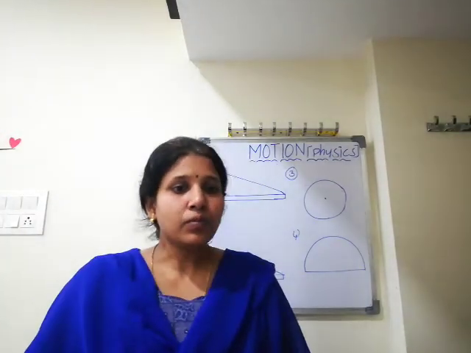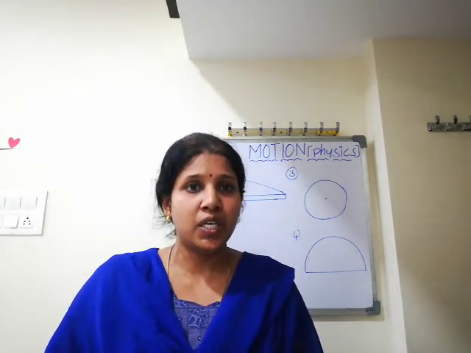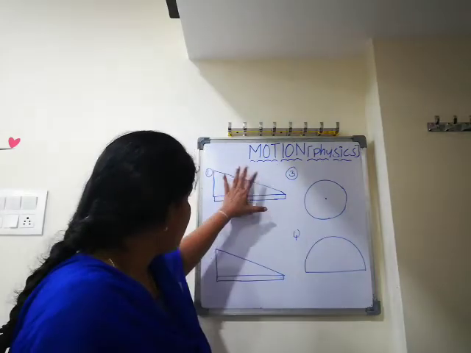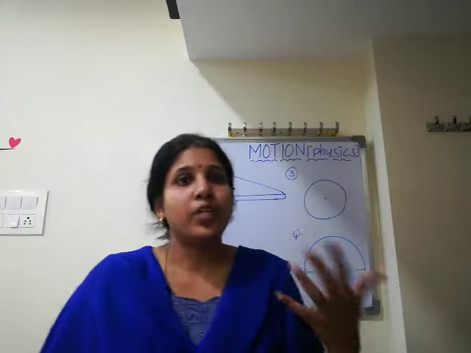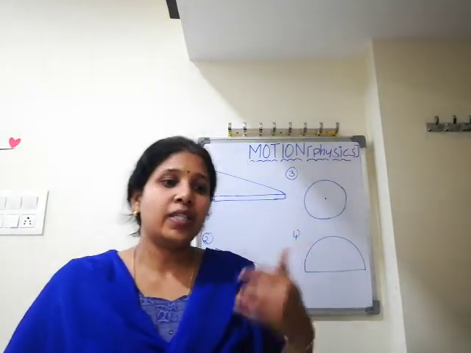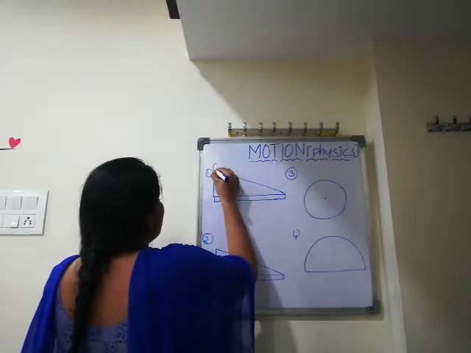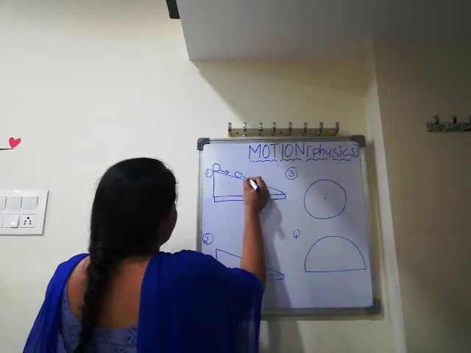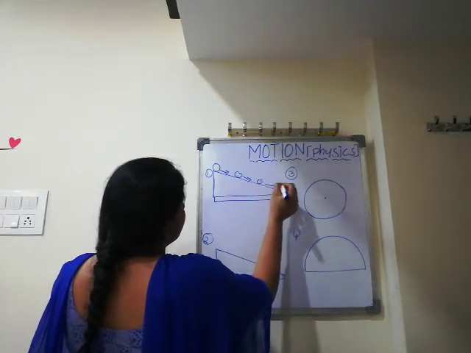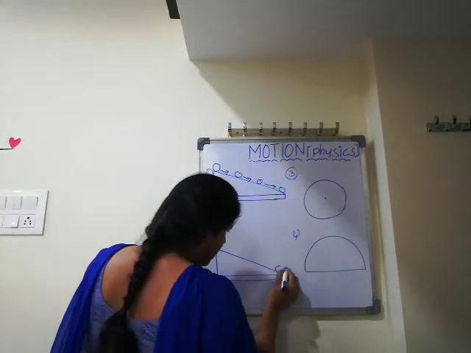First one, observing the motion of a ball on an inclined plane. These are the inclined planes. What is the motion of that ball on that inclined plane? We are going to discuss that now. First, if you roll a ball from the upward direction to the downward direction, what happens? I think you already discussed this in 8th class.